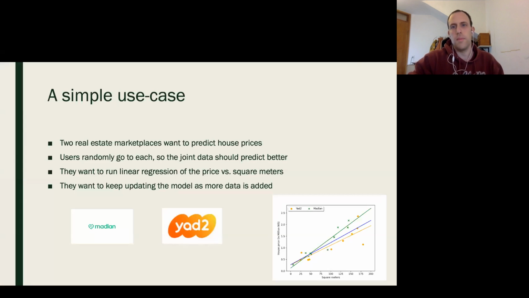Okay, so I'll begin with a simple use case of what we are discussing. Let's say we have two real estate marketplaces. In Israel, we have, for example, Yad2 and Madlan. And they want to build some model that will help their users to predict house prices. So every user that already sold an apartment or bought an apartment can report the square meters and the price that it was sold. And they want to run some linear regression and see the model predicted.